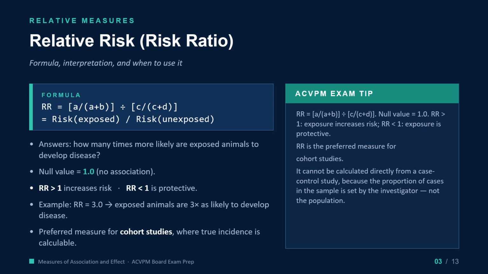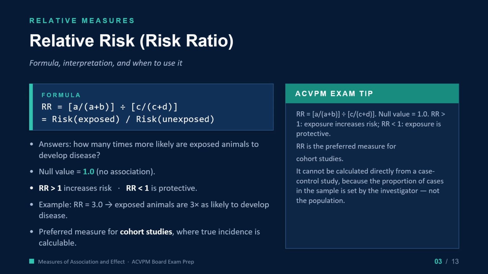The relative risk, or RR, answers a beautifully simple question. How many times more likely are exposed individuals to develop disease compared to unexposed individuals? It's a ratio of 2 risks, and it tells us the strength and direction of the association between an exposure and an outcome. The formula is RR equals the risk in the exposed divided by the risk in the unexposed. In 2x2 table notation, that's RR equals A divided by A plus B, divided by C divided by C plus D.